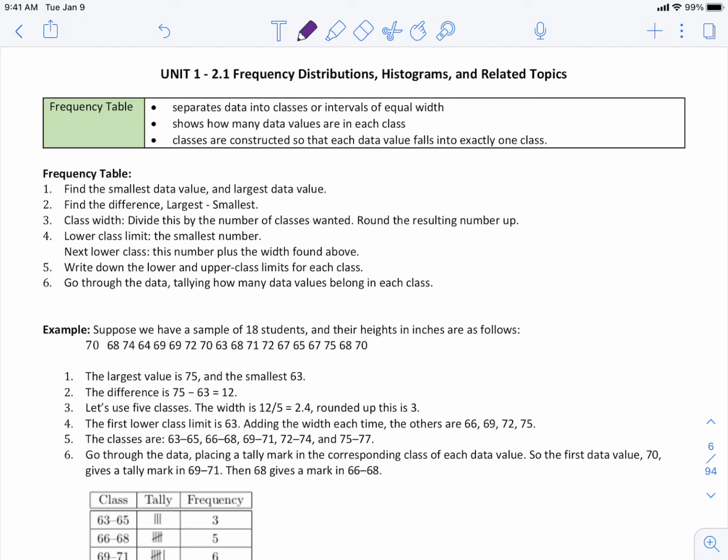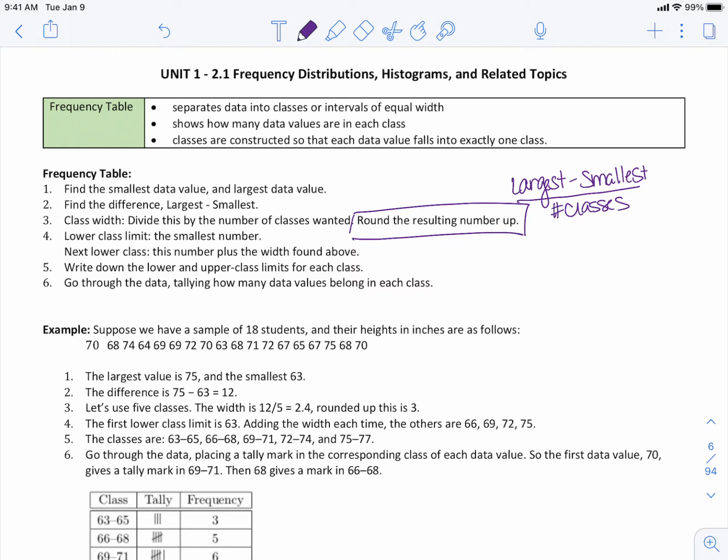So we find the smallest data value and the largest, then we find the difference. To get the class width, you divide this number by the number of classes wanted and round the resulting number up. So we take our largest minus the smallest and divide by the number of classes wanted. And then you make sure to round that resulting number up.